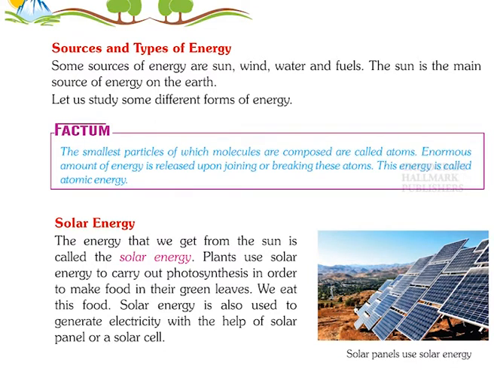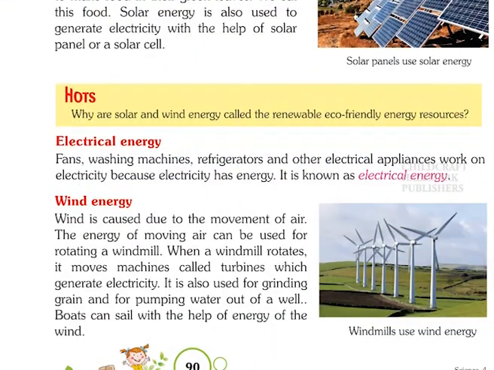Solar energy. The energy that we get from the sun is called the solar energy. Plants use solar energy to carry out photosynthesis in order to make food in their green leaves. We eat this food. Solar energy is also used to generate electricity with the help of solar panel or a solar cell. Electrical energy. Fans, washing machines, refrigerators, and other electrical appliances work on electricity because electricity has energy. It is known as electrical energy.